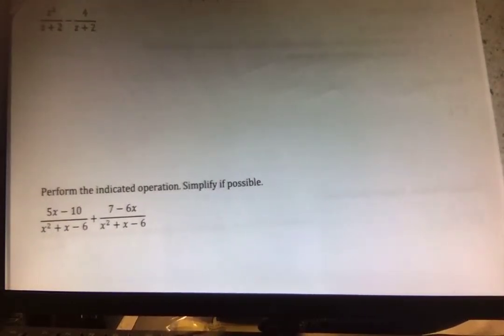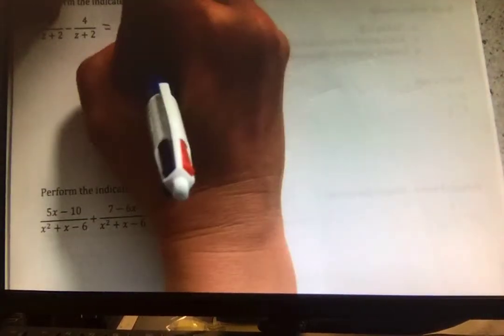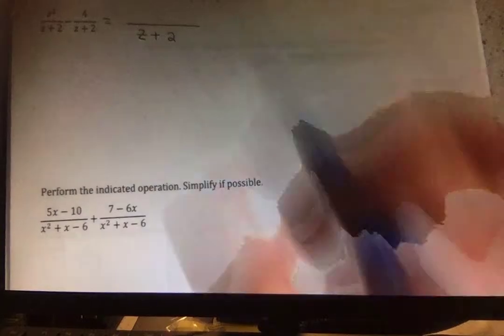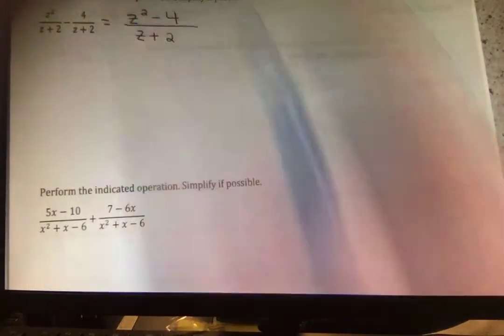So, perform the indicated operation. Simplify if possible. It gives us z squared over z plus 2 minus 4 over z plus 2. Are these like terms? Do they have the same denominator? Yes, so we can write them all over z plus 2. Of course, they give us z's and 2's in the same problem. That's why I write the ugly z. So up top we have z squared minus 4.